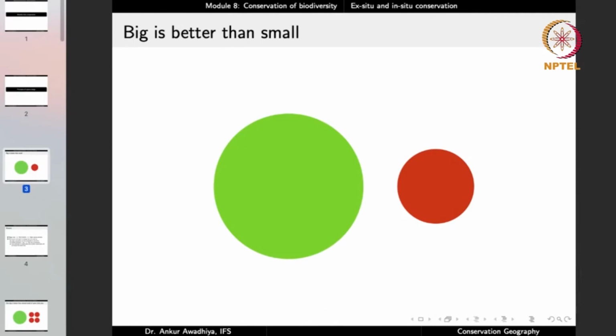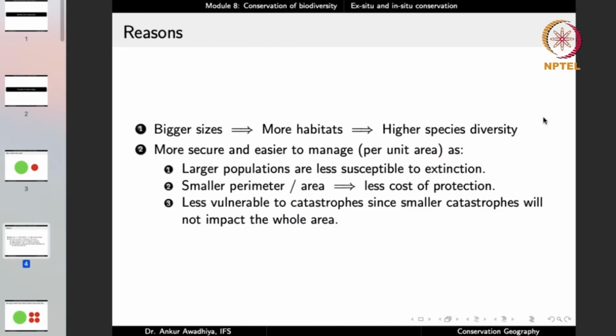One is big is better than small. So if you have got two options, you can make either a big reserve or you can make a small reserve. You should always go for making a bigger sized reserve. And why? Because if you have bigger sizes, it means that there are more number of habitats. More number of habitats means that there is a higher species diversity.